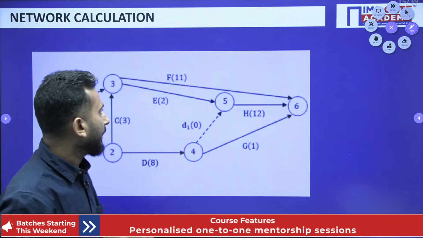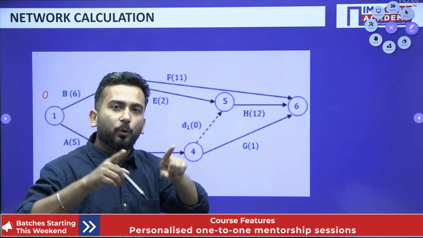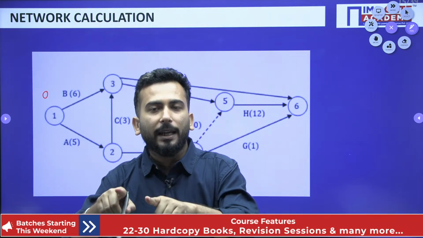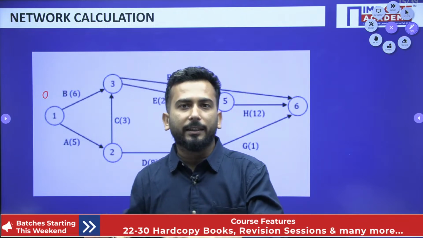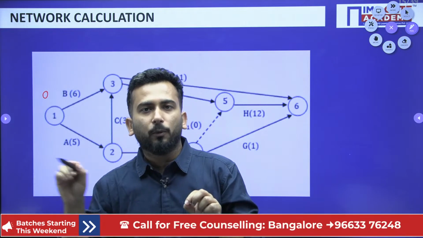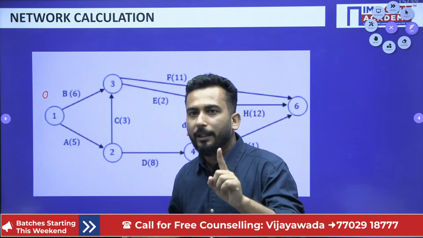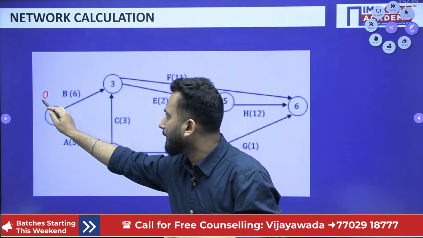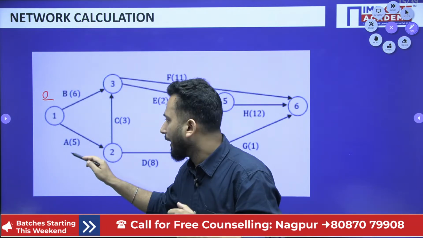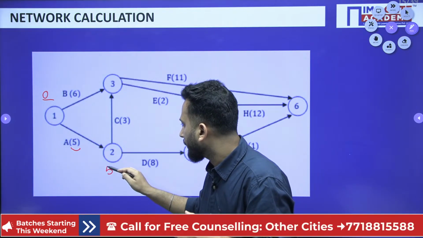I repeat once again, my dear friends, that suppose on node 3 I am able to reach it in 2 ways. So I will calculate how many ways I am going to reach that node and what is the maximum time in which I can reach that node, and I am going to write the maximum time when I am going in the forward direction. Fine. So I can reach node 2 in only one way. I am starting at 0, and when you are reaching node 2, activity A, you have to do it. Activity A is consuming 5 days, so 0 plus 5 will be 5.